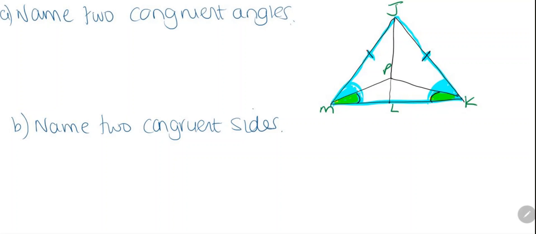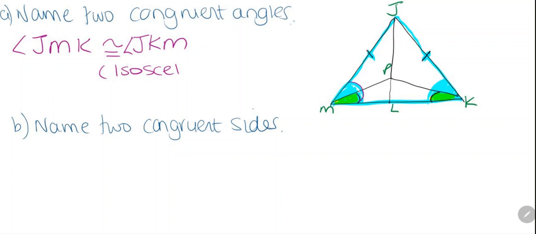So we can say that angle JMK is congruent to angle JKM, and this is because of the Isosceles Triangle Theorem.